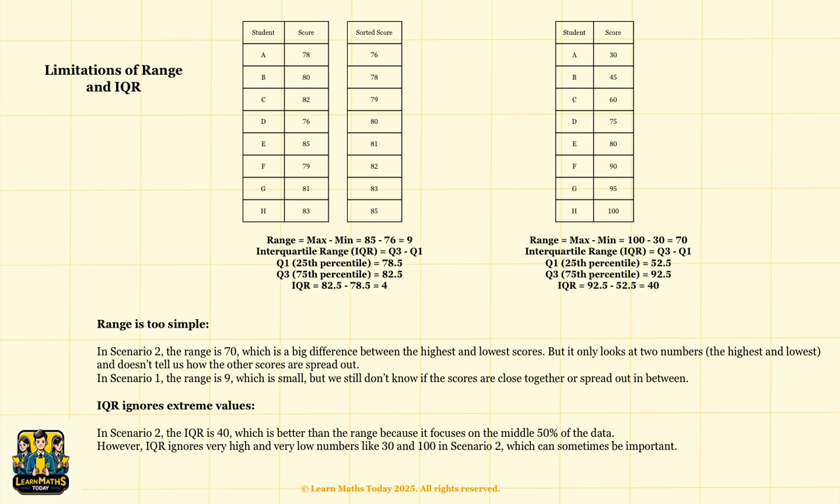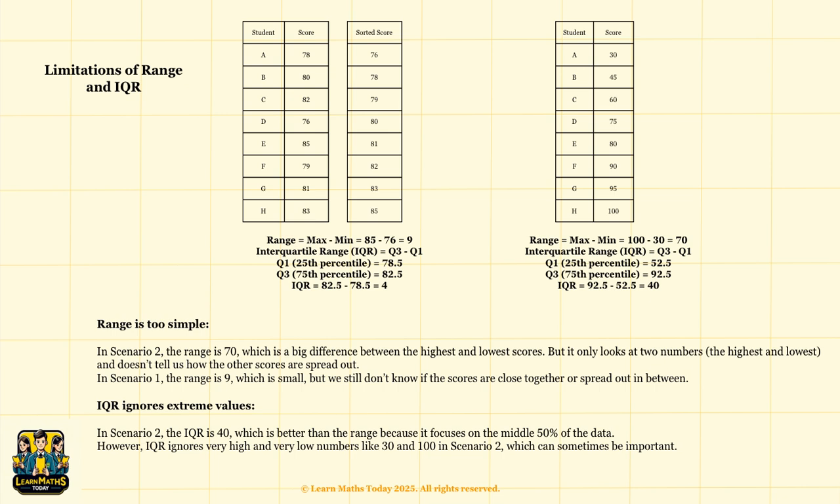Now, what can we tell about the range and interquartile range for these two examples? First thing is that the range is really too simple and not of big use. As you can see, in scenario 2 our range is really huge at 70, which is a big difference between the highest and lowest scores. But as we only look at the two numbers, it doesn't really tell us how the other scores are spread out. In scenario 1, the range is small, as it's only 9, but we still can't tell whether the scores are close together or spread out in between.